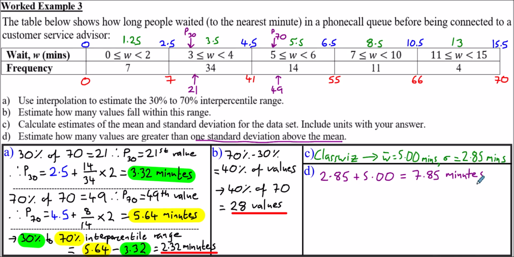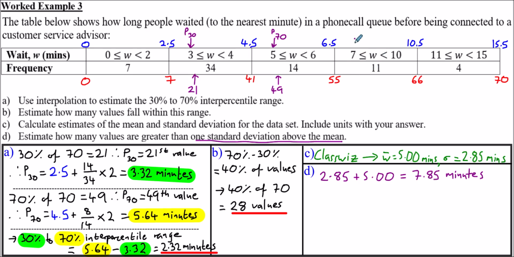And so we want to work out how many values are greater than 7.85 minutes. So what I'm going to do now is temporarily get rid of these midpoints we typed in to give myself more space. Now what we need to do is work out whereabouts 7.85 minutes would go. Well, it's quite clear that 7.85 minutes would be in this interval here from 7 to 10.